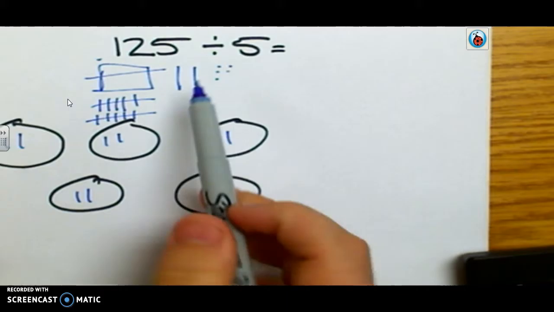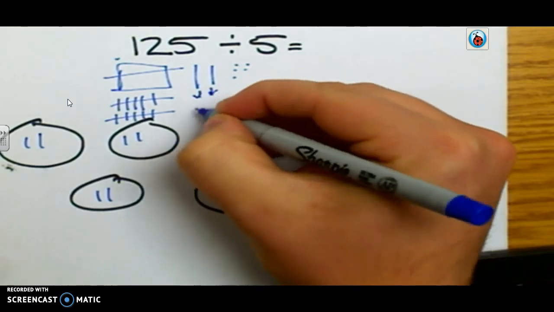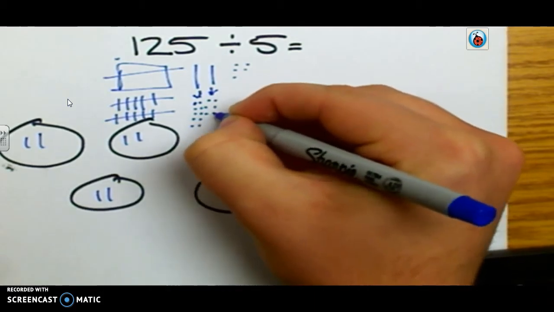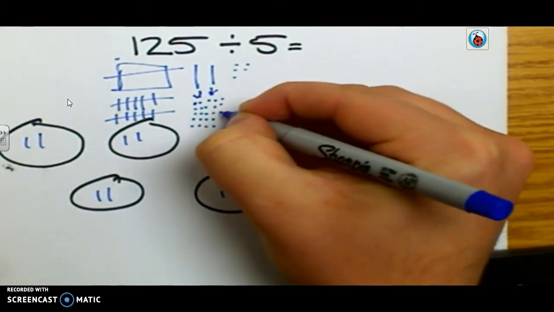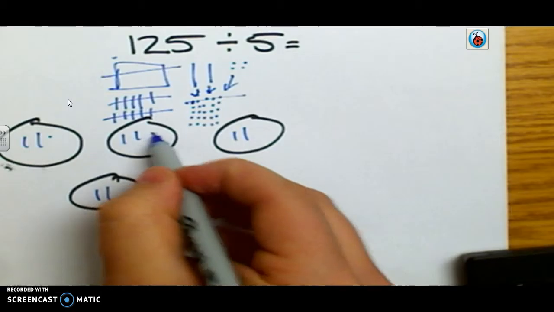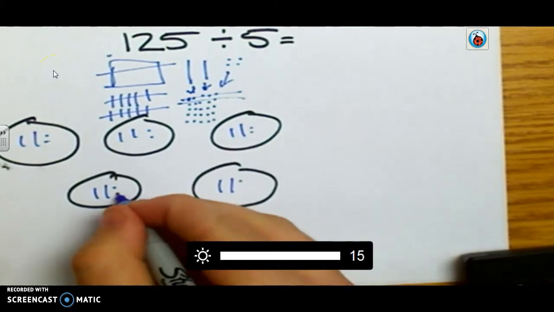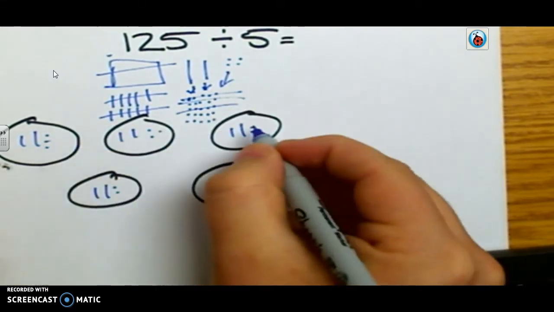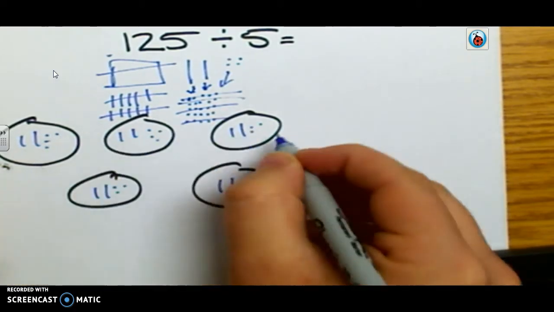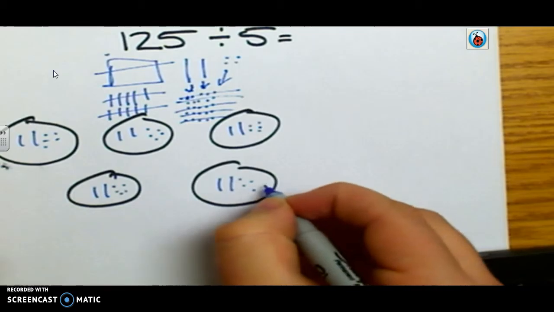Now I have 2 tens left over again, and I can't do anything with them. So I need to decompose those 10s into 10 ones, and then I'll add my 5 extra ones over here. And now I've got 25. Cross them off by 5s. I understand that this process takes a little bit of time, but it really helps us show what you're dividing and how to divide them.